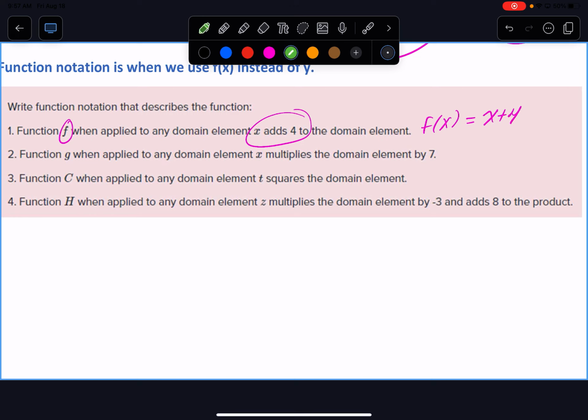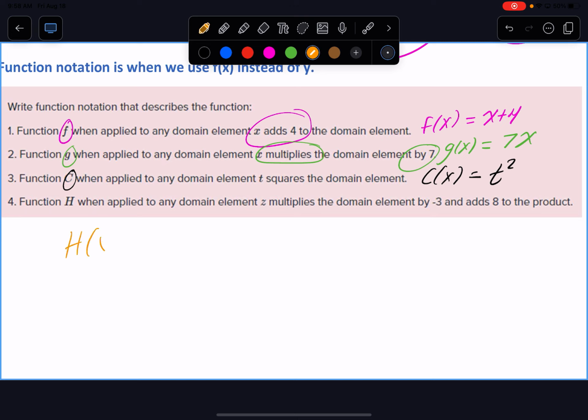Okay, let's look at the next one. G, so we're going to do g of x equals, and then it says, when applied to any domain element, x multiplies by 7. So what would that be? 7x, or x times 7, right? Same thing, everyone? And then moving on to the next one, it says function c. So we're using c of x equals, it says t, the element t squares. How do we write that? Yeah, t squared. So this is really easy stuff. It's just understanding how to write it.